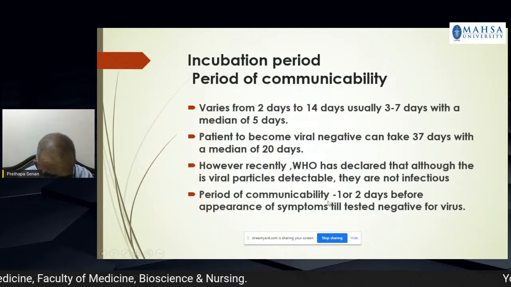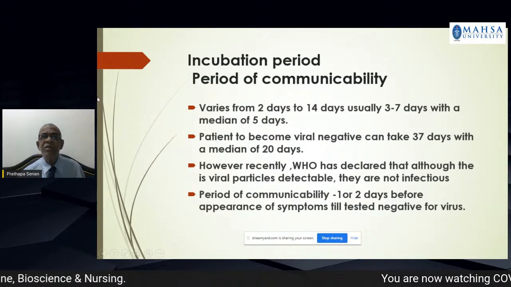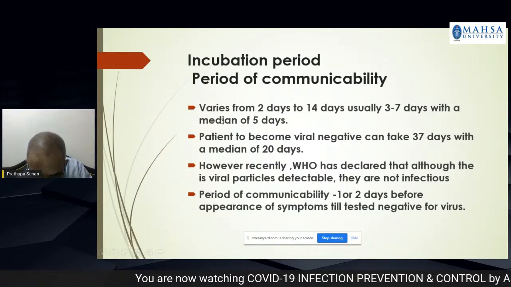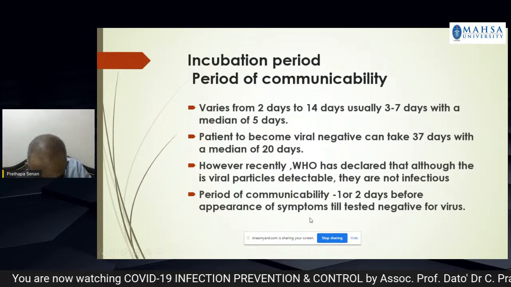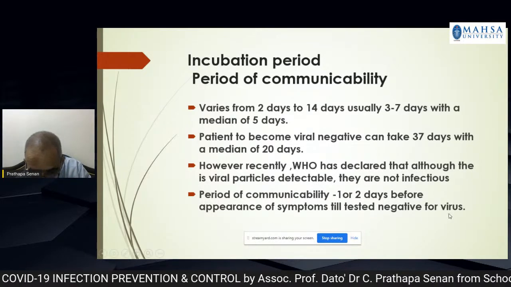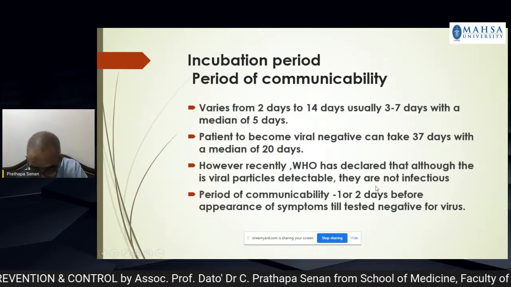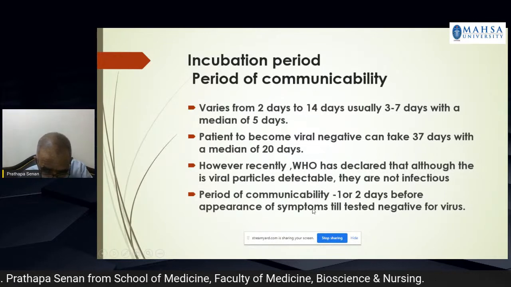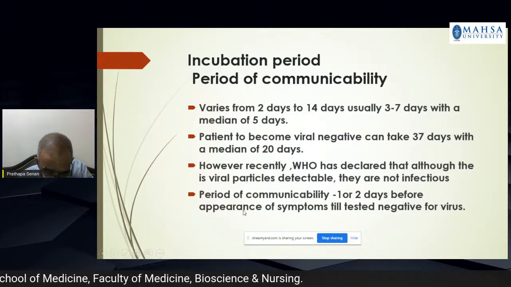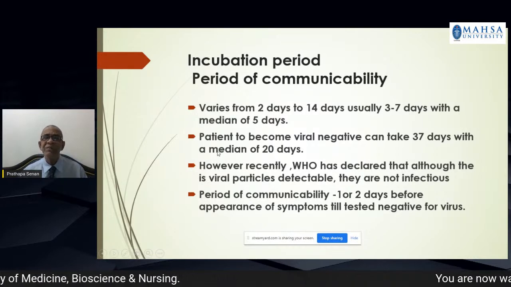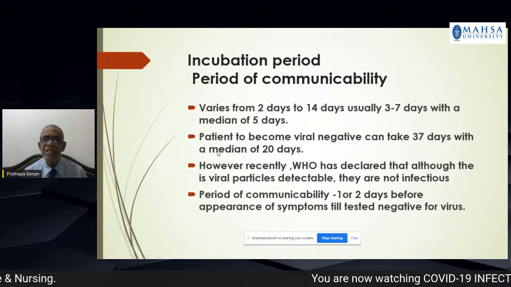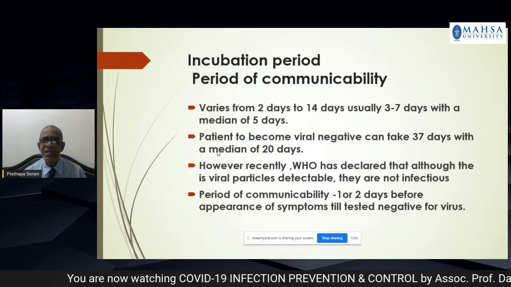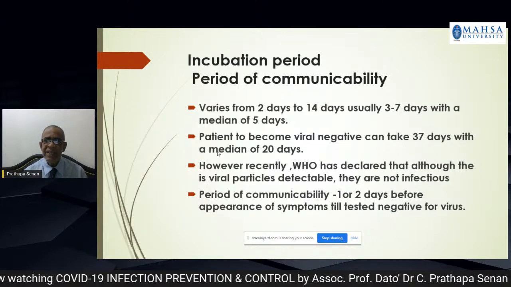Period of communicability is when the virus can come out of an infected person and spread to another person. That is 1 or 2 days before appearance of symptoms till tested negative for the virus. So as long as you're tested positive, you still have the virus. But you must understand, as said earlier, this 1 to 2 days before appearance of symptoms is what we can call asymptomatic spread of disease.